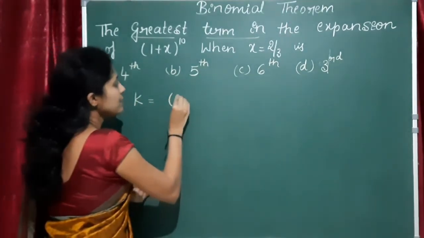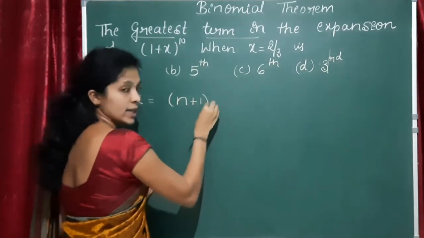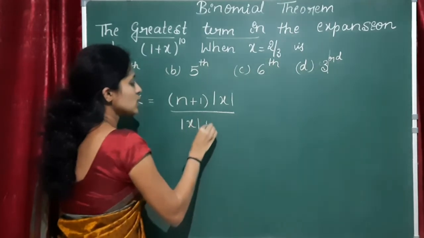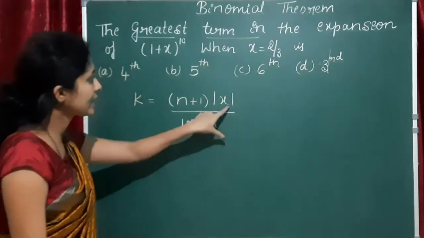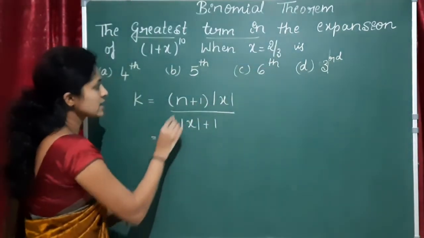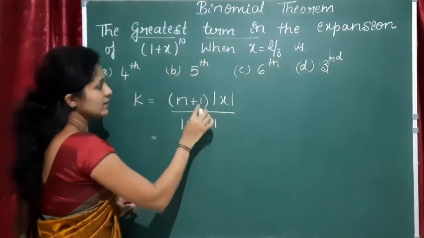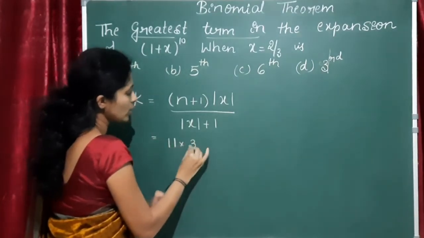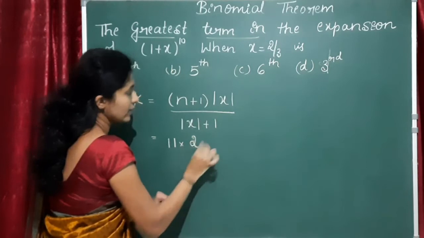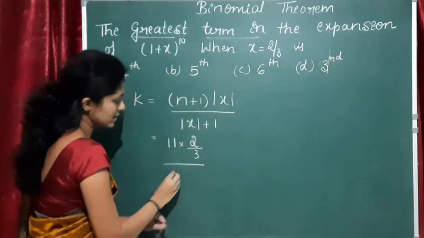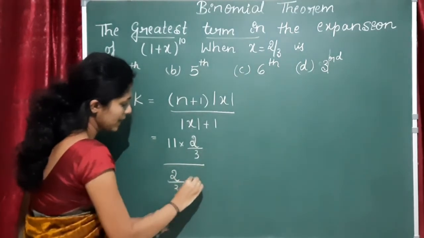So the formula will be k is equal to (n plus 1)|x| divided by (|x| plus 1). This was the formula, right? And here the value of x is given as 2 by 3. So we will substitute this. Now n is 10, so 10 plus 1 will be 11, into the value of x, which is 2 by 3, divided by |x|, which is 2 by 3, plus 1.